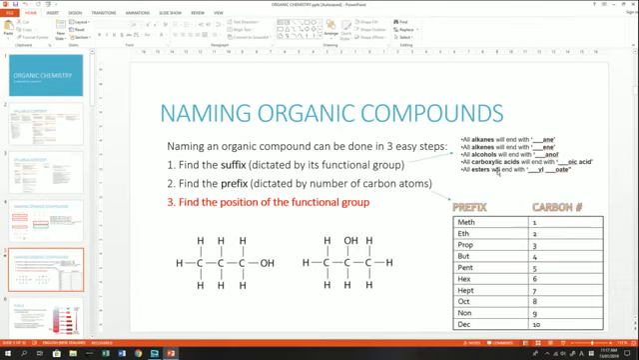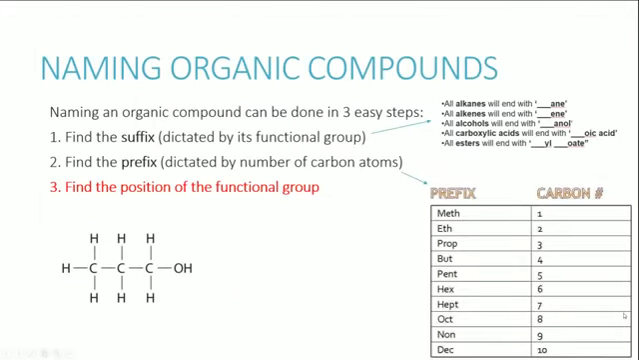The first step is to find the suffix, which is the end part of the name, and as we described before, this is dictated by the functional group of the organic compound. Then you need to find the prefix, which is simply the front part of the name, and that's dictated by the number of carbon atoms in the longest chain of the molecule. Generally in IGCSE, you're only going to be looking at a single chain. They're not going to give you branches and things like that, so it's going to be pretty easy. And the third step is to find the position of the functional group, because that matters as well. But the third step here isn't exactly relevant for your course, because generally they're not going to ask about it, but I think it's just good to be aware anyway.